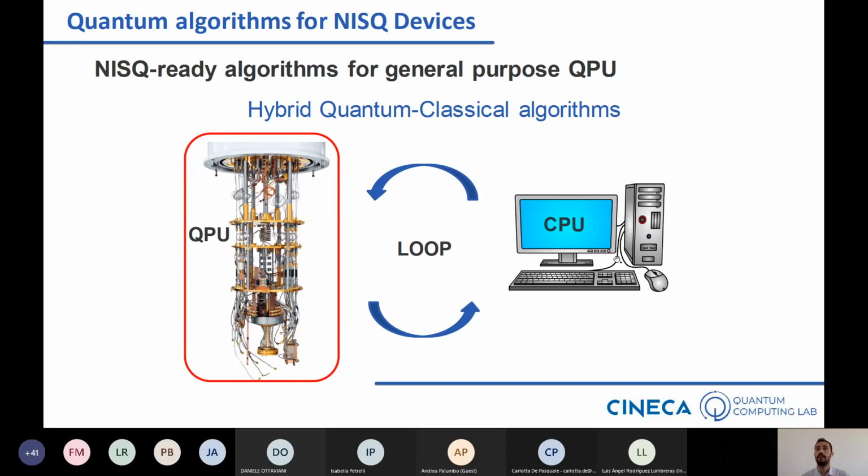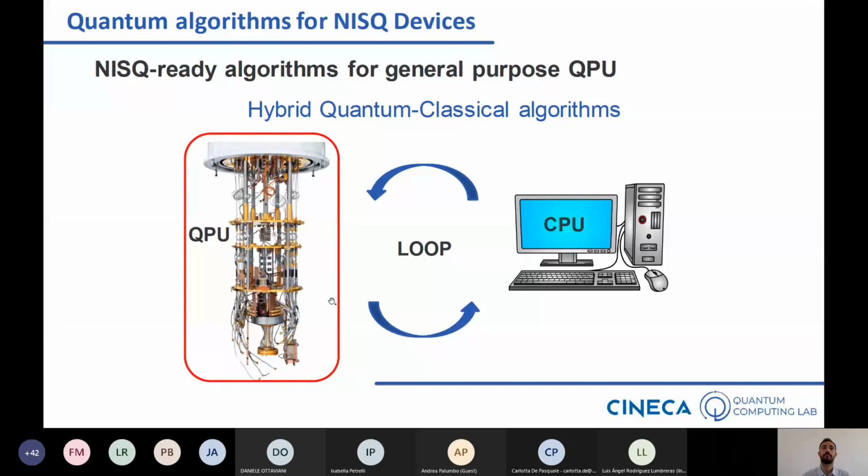Analyzing the output, it tells you how to modify the quantum circuit, how to change your quantum circuit. And this is a loop, so every time there is a change in your quantum circuit, and at the end, after some iterations, you hope to converge to a good solution.